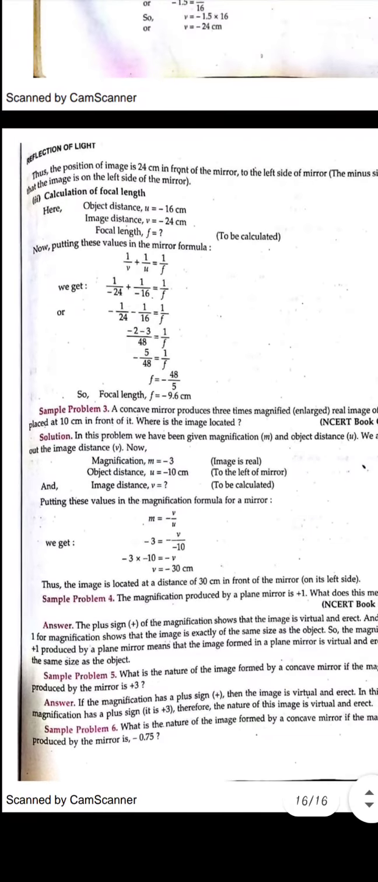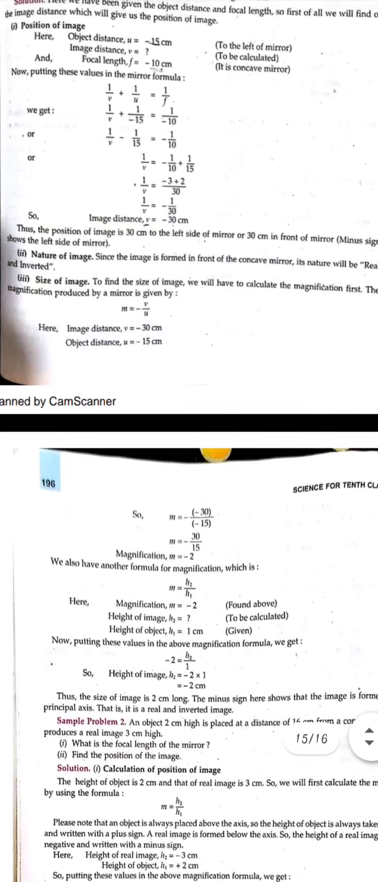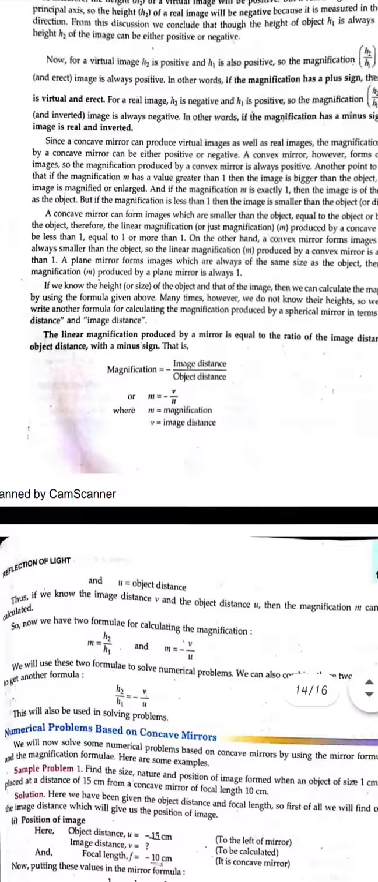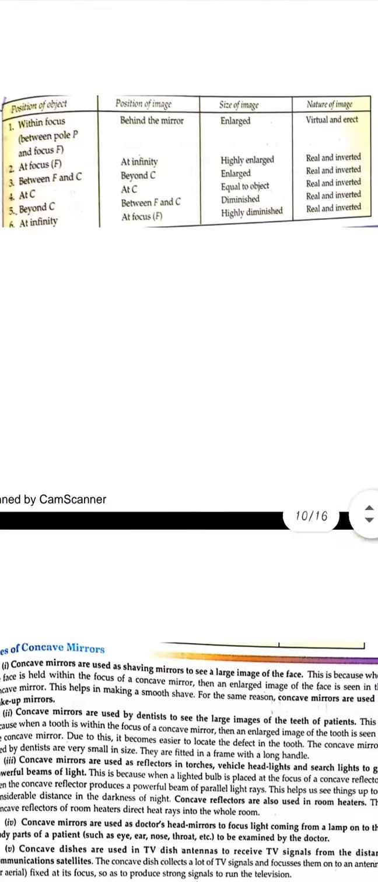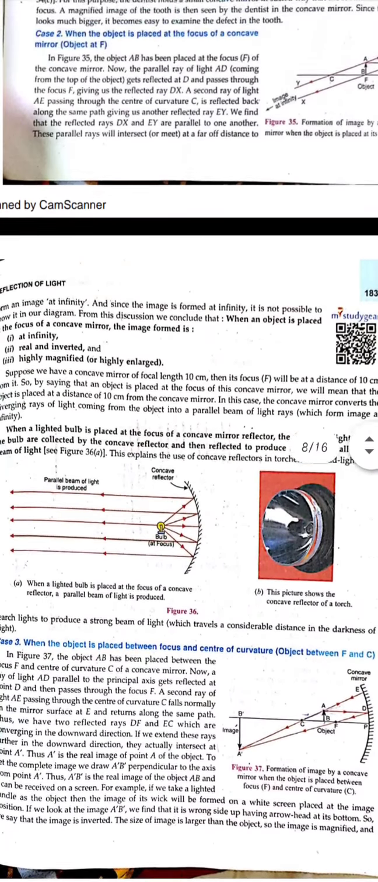So in the next class we will be seeing the rules of image formation by the convex mirror as well as the introduction to the lens. So in 2 classes we will be completing the lens also, and after that we will be going through the numericals used in this chapter.